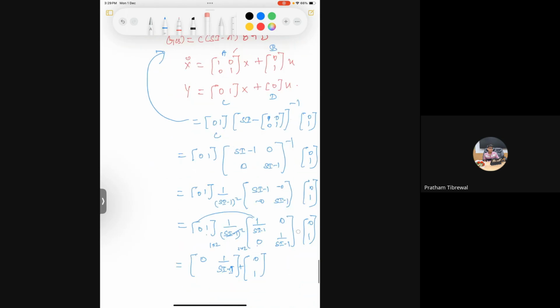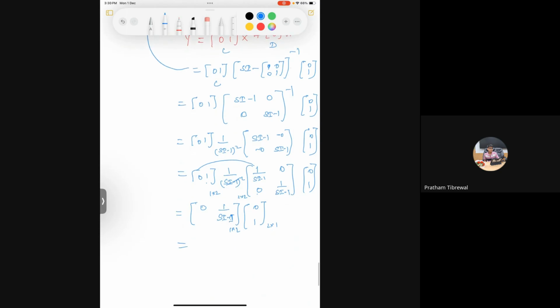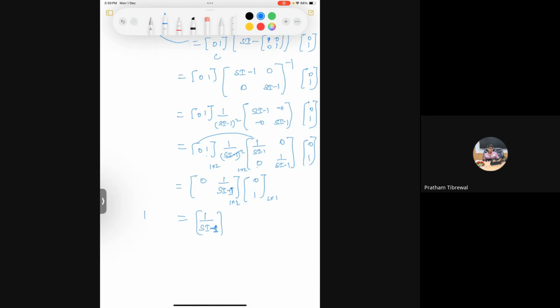It's correct. Now, if I multiply this with this, I will get, this is a 1 cross 2, this is 2 cross 1, then I will get a 1 cross 1 matrix, right? 0 and 1 by Si minus 1. It's the transfer function. So this is the whole transfer function I will get in terms of G of S. So this is from state space to transfer function.